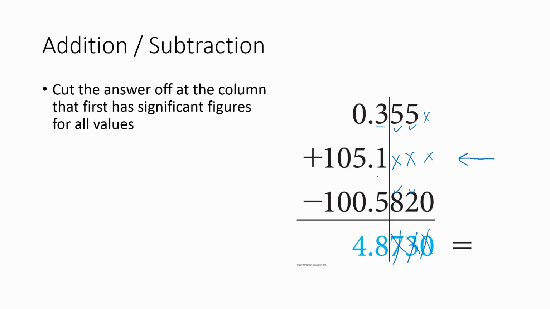We have a 3, a 1, and a 5, so every data value here, all 3 of them, has a significant figure in the tens place, so that's where we round to. Now the numbers to the right are more than halfway up towards the next number, so that means we round this up to 4.9 because this 7 right here is greater than 5.